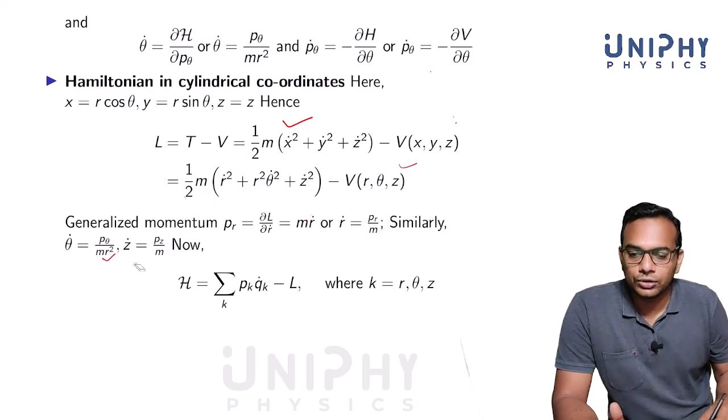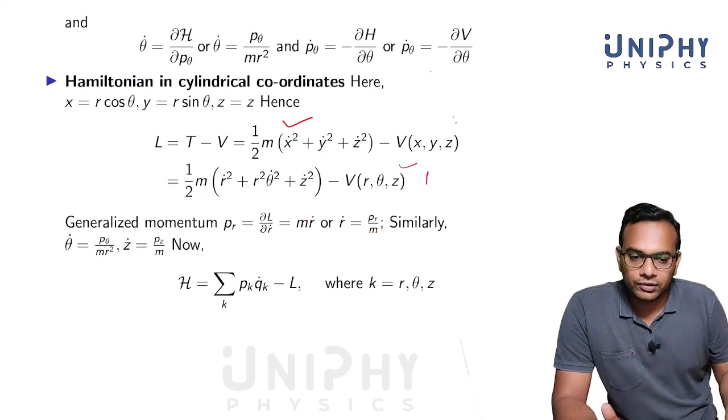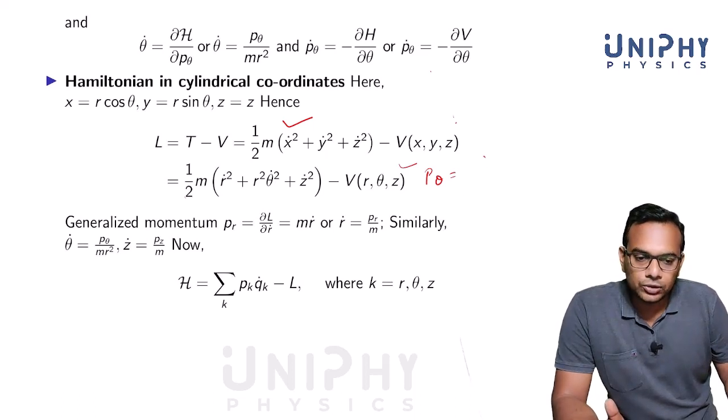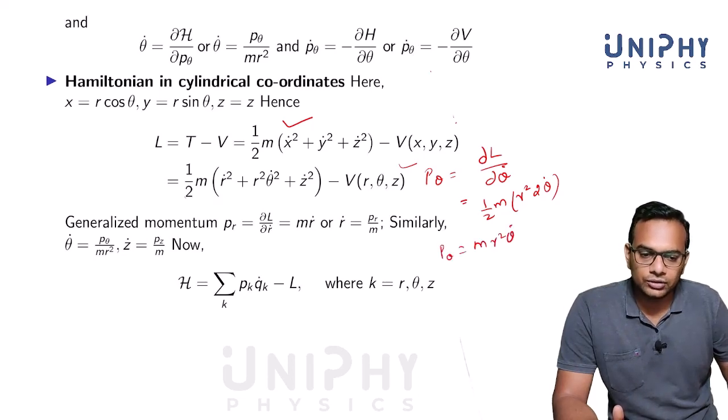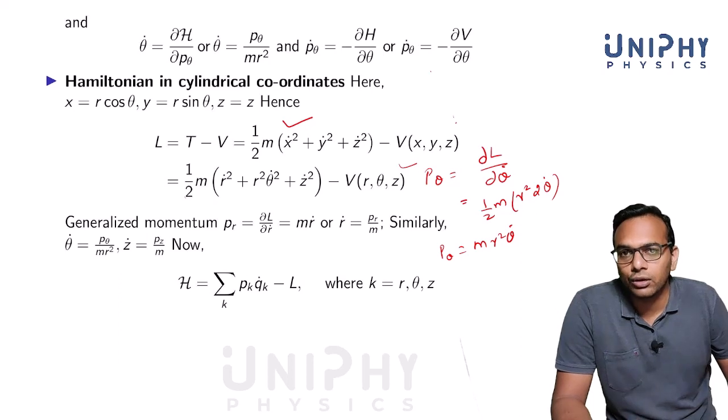All right, how do you do this? You just find, for example, P theta. P theta is equal to dou L by dou theta dot. And what's dou L by dou theta dot here? It's equal to, you've got a half m here and an r square, and that's 2 theta dot. So it's m r square theta dot. That's P theta. You might be familiar with this thing. It's m r square omega, the angular momentum.